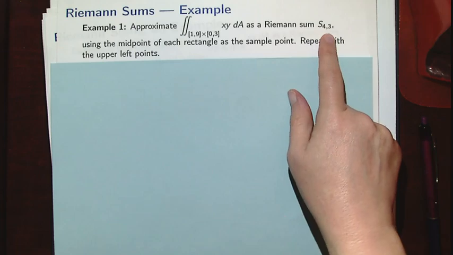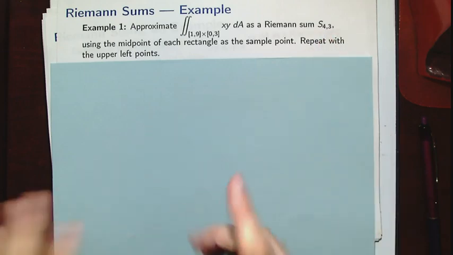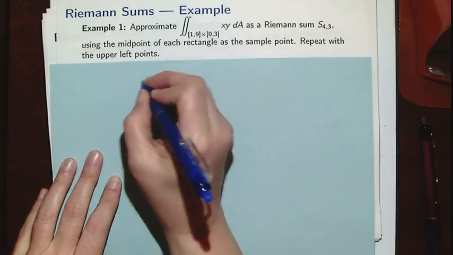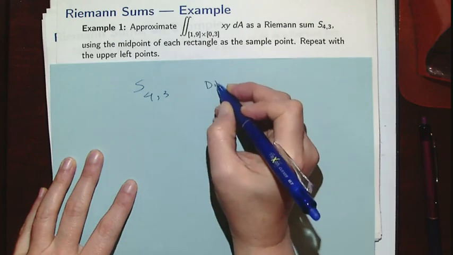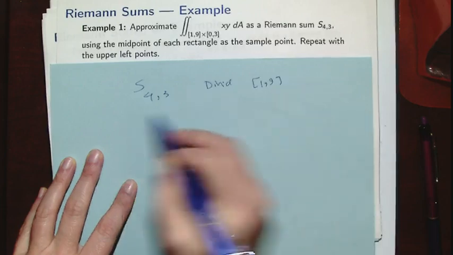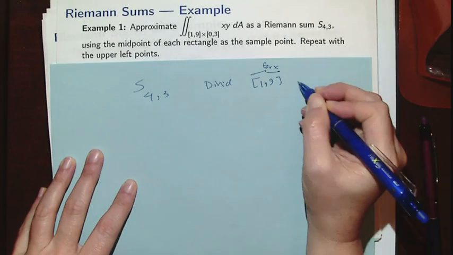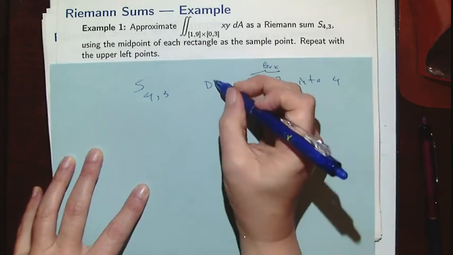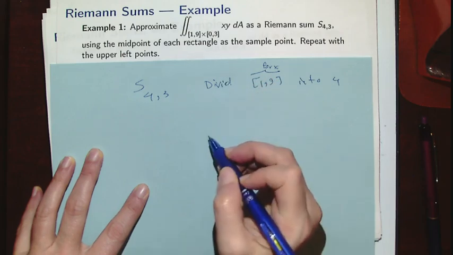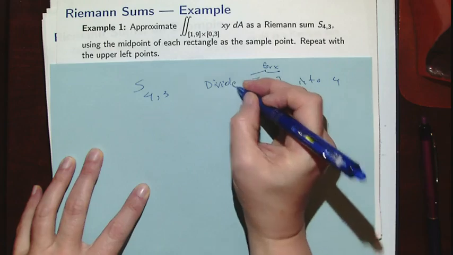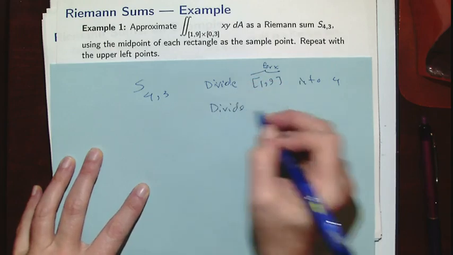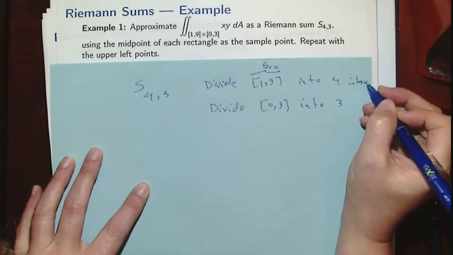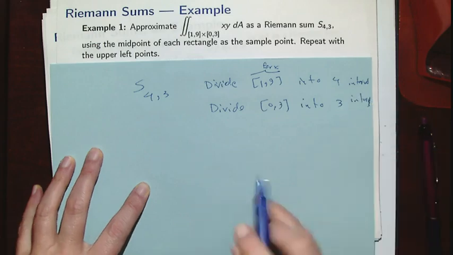When I say S4,3, meaning divide the interval, let me see, what's the interval for x? 1 and 9. So S4,3 is saying divide 1 and 9, the interval for x, into 4. Then divide 0 and 3 into 3 intervals. So what would that be?